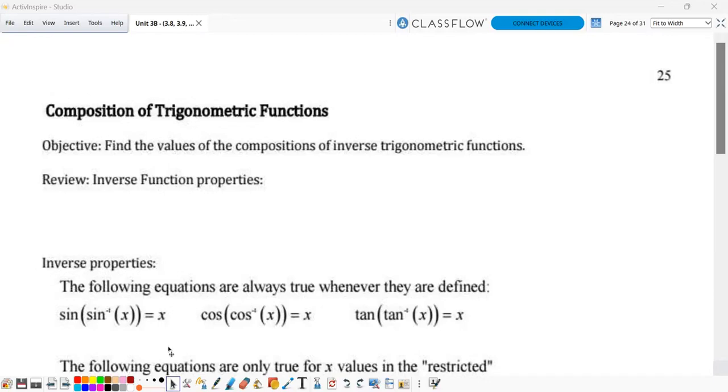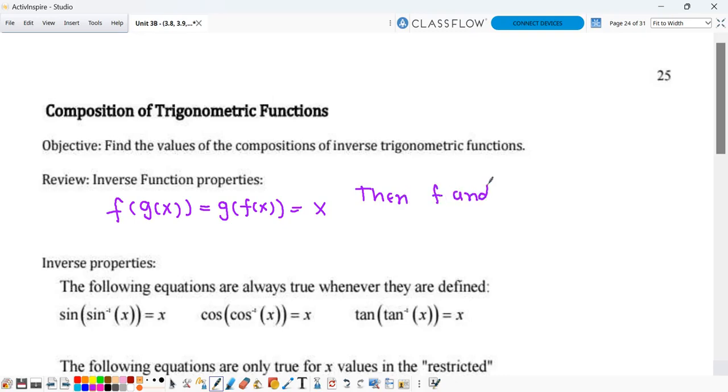Okay, this is the second part of the inverse trig lesson. In this video, we are going to talk about composition of inverse trig functions. So, a review of inverse functions one more time: if f of g of x is equal to g of f of x is equal to x, then f and g are inverses of each other.